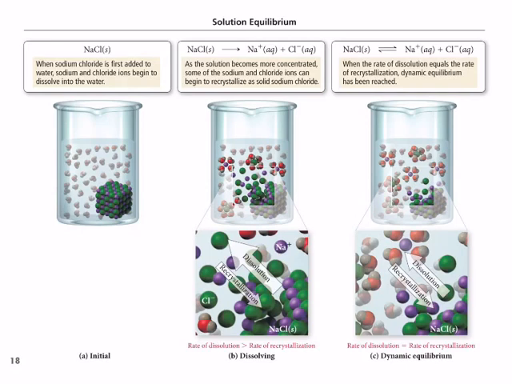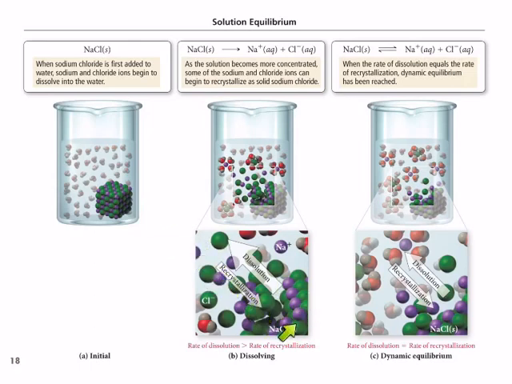So here we have it in pictures. Here we have our beaker of water and our sodium chloride crystal. When we first put the sodium chloride crystal in here, there are no sodium and chloride ions present to recrystallize. And so all we have is dissolving, the forward reaction. As more and more ions dissolve, now we get a higher and higher concentration of sodium and chloride ions. And now we can have the possibility of recrystallization. So we have dissolving and we have recrystallizing.